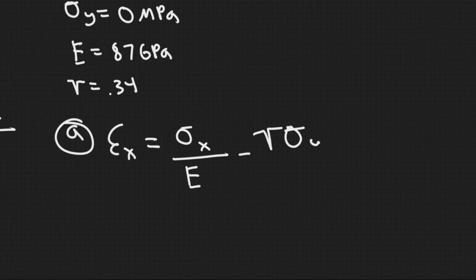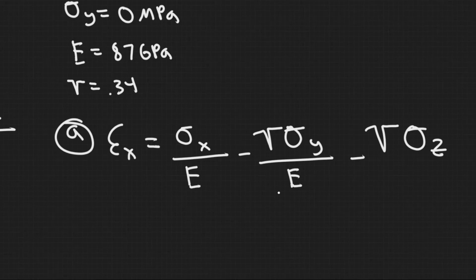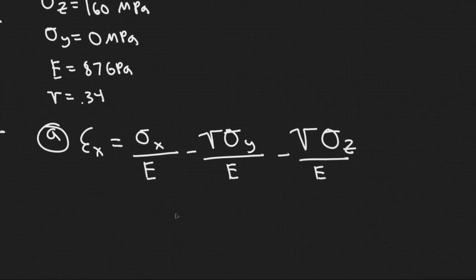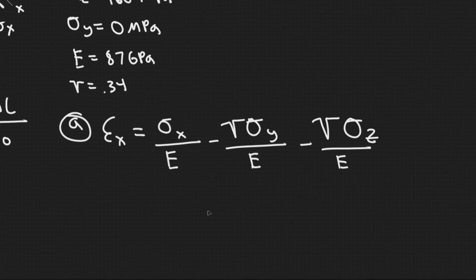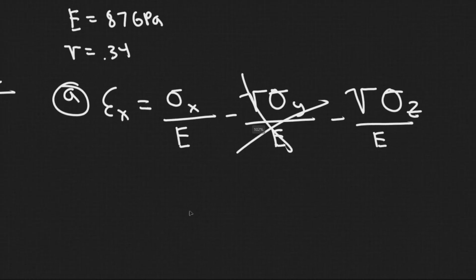Minus sigma y over E minus nu sigma z over E. Let me make sure you can see that. But yeah, so this is the formula for the strain in the x direction. Now, the thing that's important to notice here is there is no stress in the y. So it actually simplifies this problem a bit. So this term is 0. Obviously, this is going to cancel out. So you're really just left with these two terms. And then I'm going to simplify them a bit further.